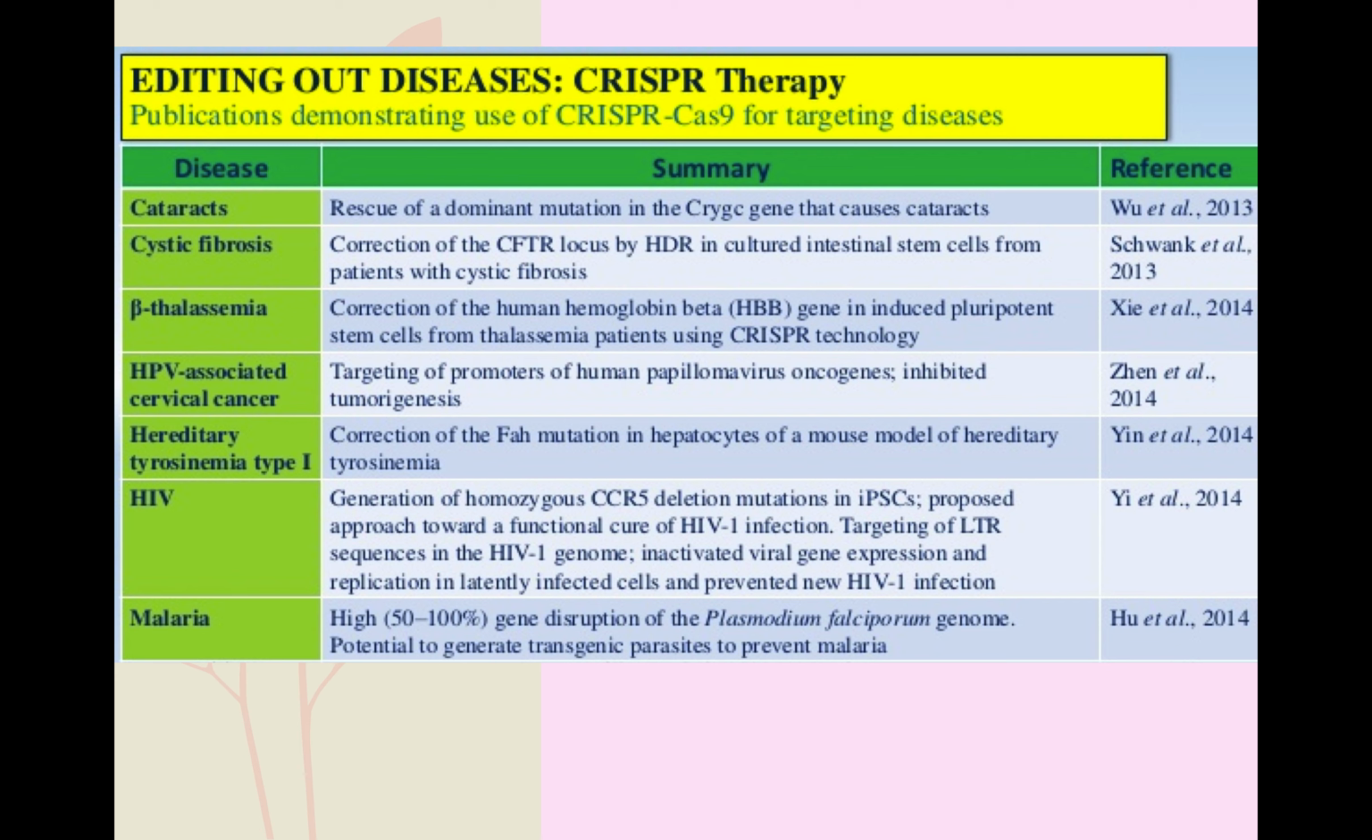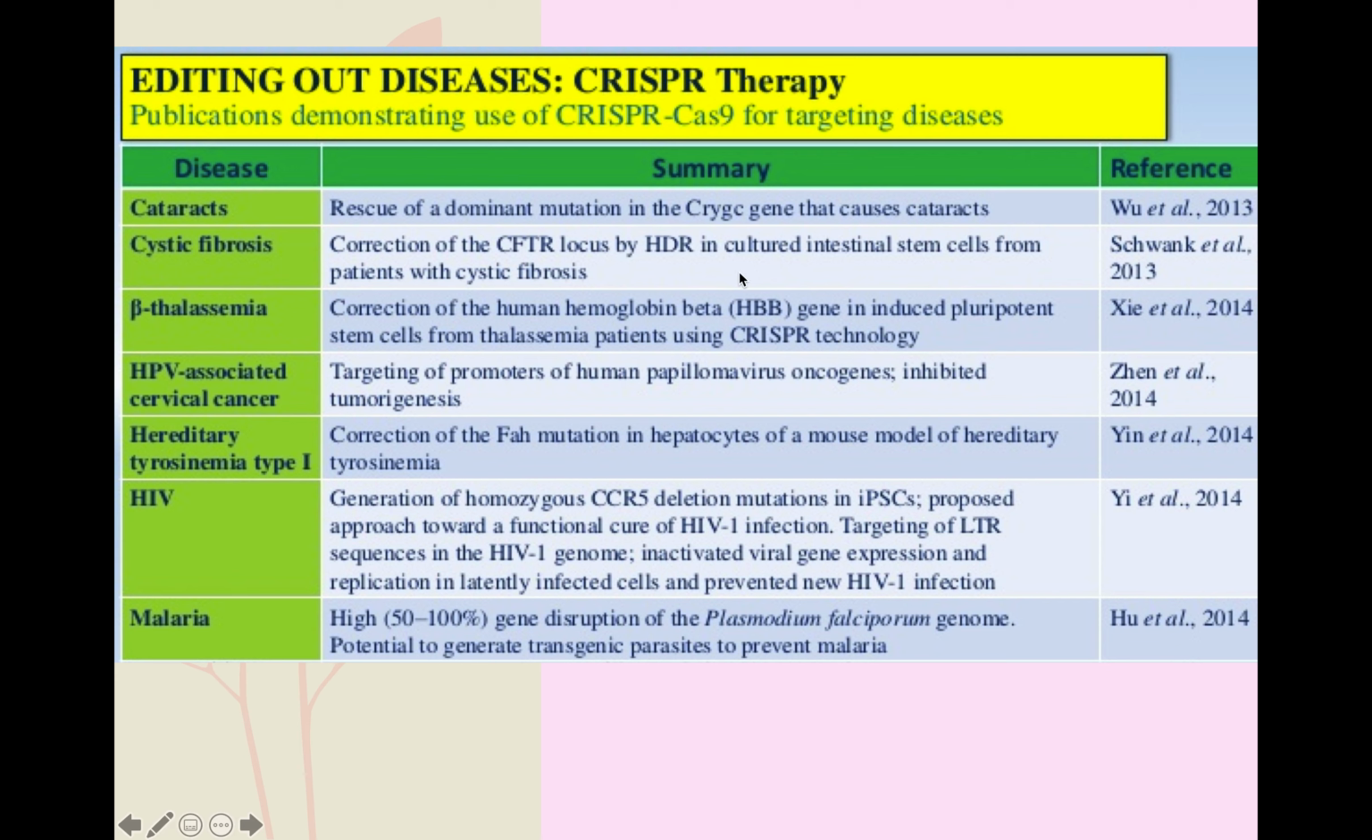So the publication demonstrates the use of CRISPR-Cas9 for targeting diseases. So like I said, Cas9 is the most commonly used among the 10 or 11 Cas proteins. So in terms of cataract, everyone knows cataract, right? Whereby you are not blind, but you can't see properly, because there is something in front of your iris.